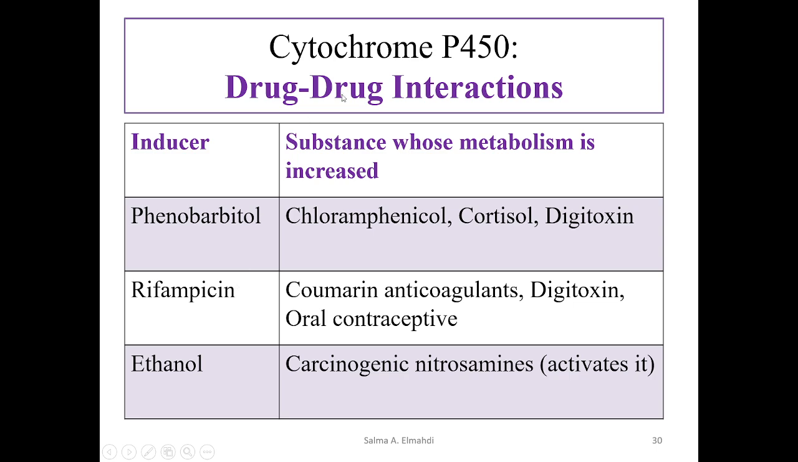Rifampicin induces cytochrome P450, which will lead to increased metabolism of coumarin anticoagulants such as warfarin, digoxin, and oral contraceptives. So, for example, if a lady is on oral contraceptives and rifampicin is prescribed concurrently, we need to warn her that rifampicin will lead to increased metabolism of oral contraceptives, which will lead to increased risk or possibility of conception or pregnancy.